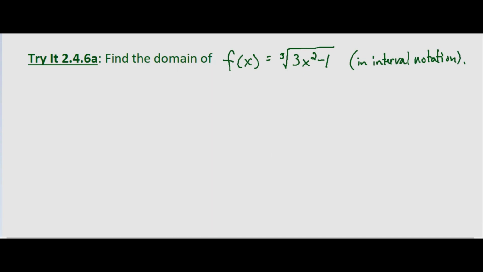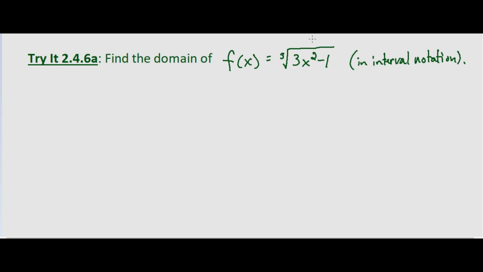In this tried exercise, we are asked to find the domain of f of x equals the cube root of 3x squared minus 1. Now, for a cube root, there aren't any restrictions on what the value can be. The value can be any real number. So there's no restriction from it being a cube root. We need to look at what's under the radical.